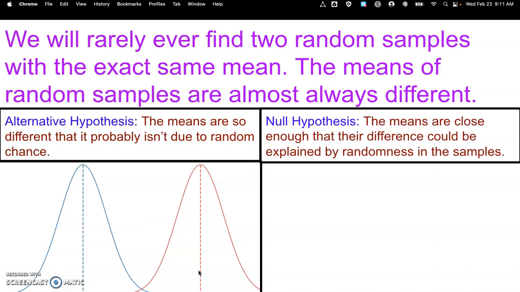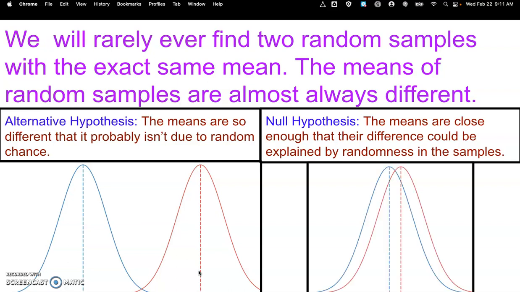When we think about the null hypothesis, we're saying that the means are close enough that their difference could be explained by randomness in the samples. And so here we've got two bell curves with a whole lot of overlap. And so what we're seeing in this second situation is that even though the means are different, which I think is kind of what's confusing a lot of you, that difference could be explained by random chance, which is why we always test the null hypothesis.